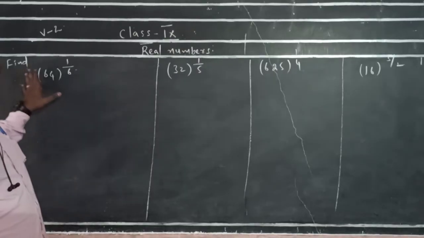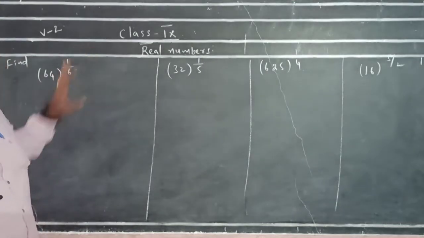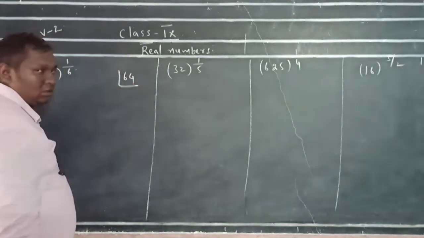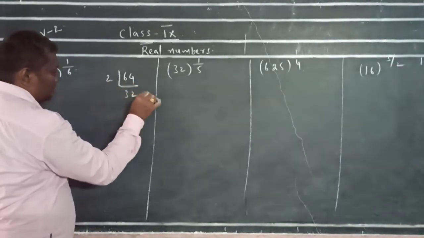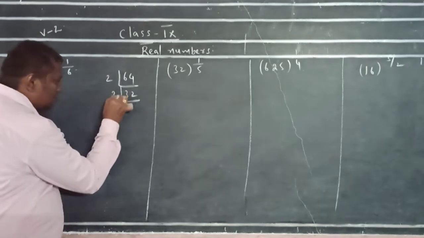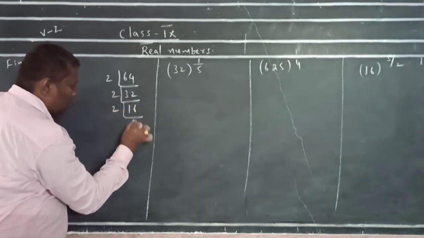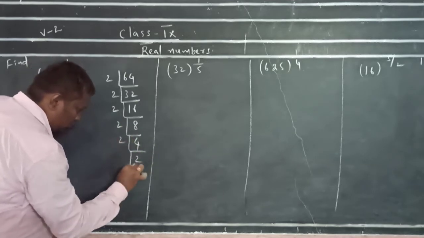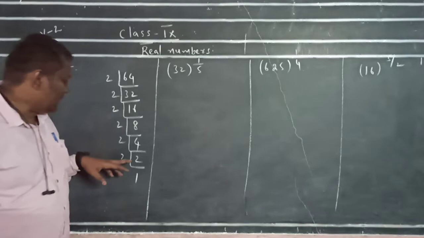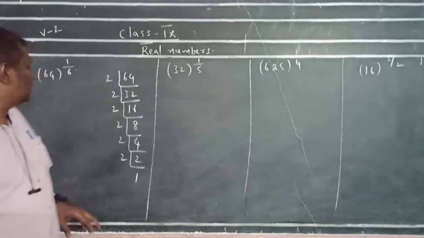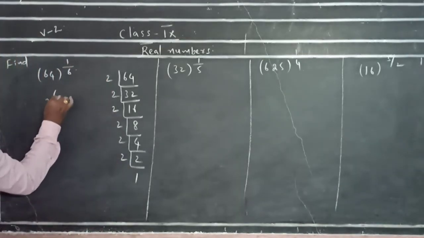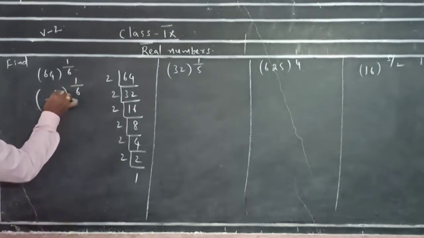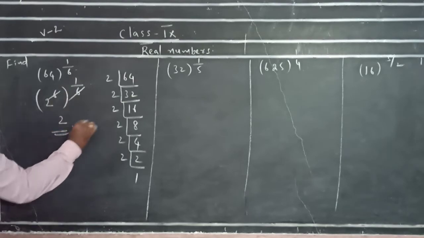Okay, here find the value of 64 to the power 1 by 6. First you take the LCM of 64: 2 32s, 2 16s, 2 8s, 2 4s, 2 2s, 2 1s. How many 2s? 1, 2, 3, 4, 5, 6. In place of 64, let us substitute 2 power 6, whole power 1 by 6. Okay, here 6 and 6 cancel. You get the value 2.